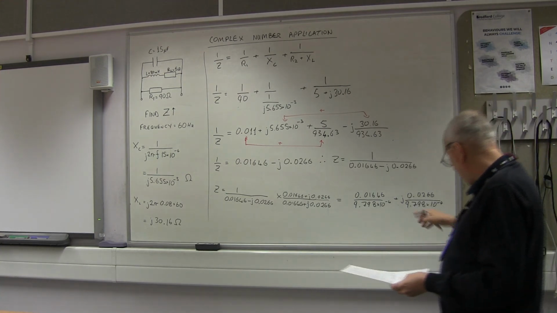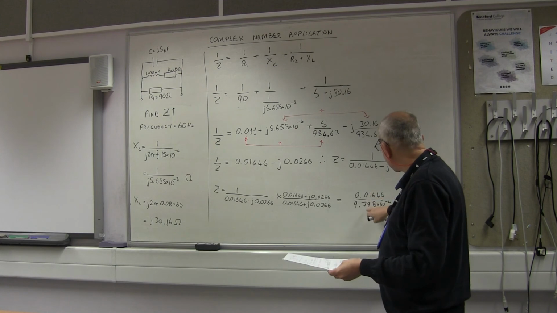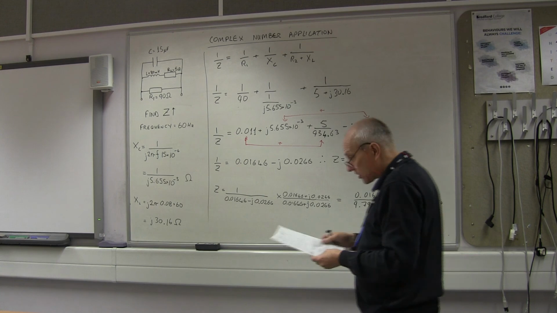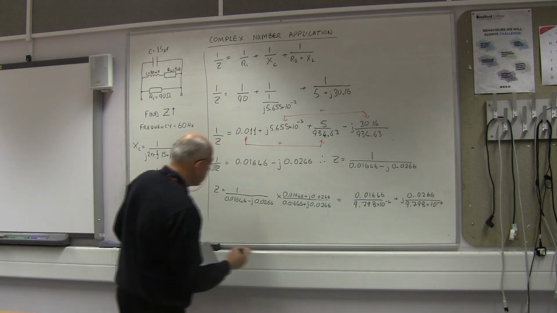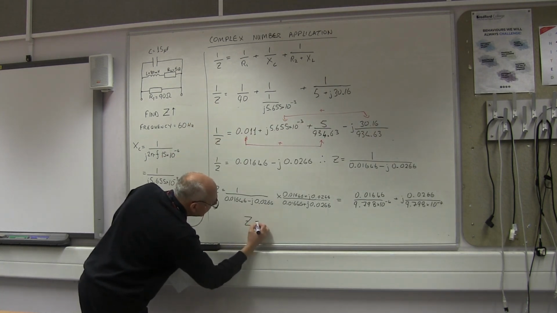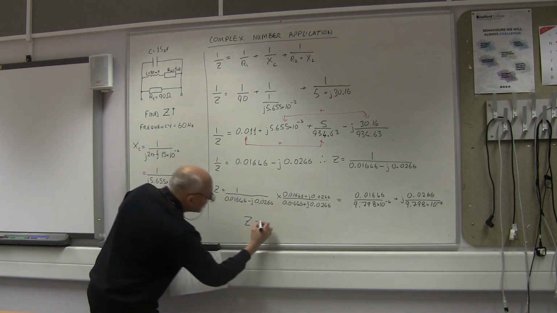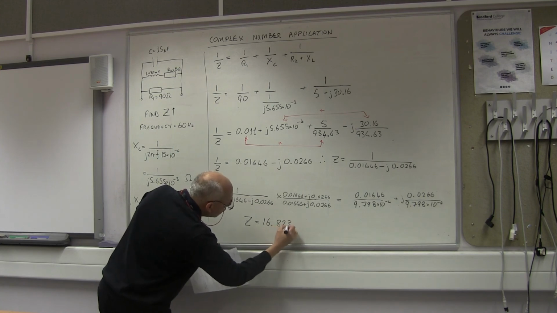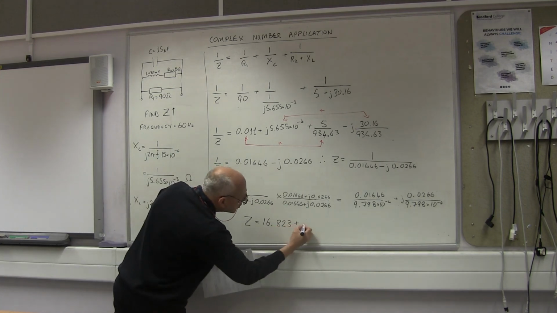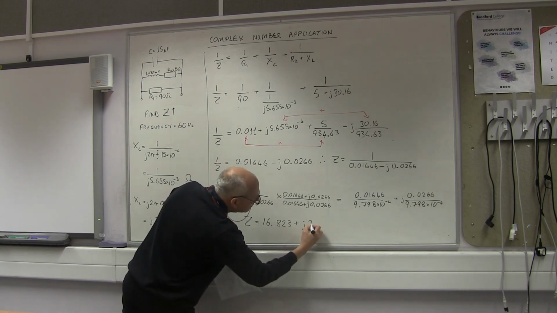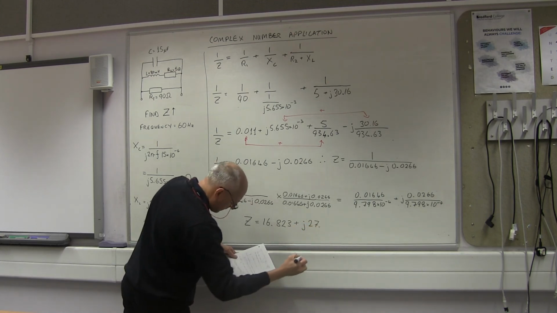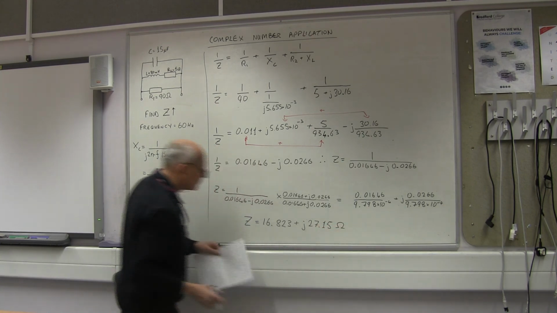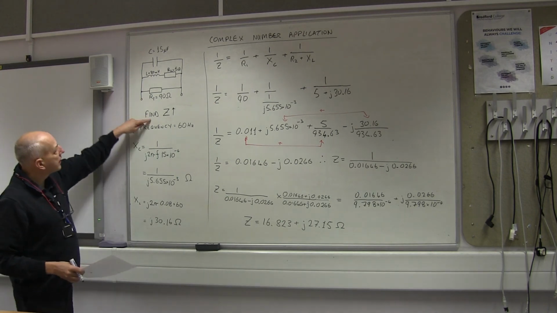So we're nearly there. If I divide that by that, and divide that by that, it's going to simplify it. It'll also give us a nicer set of numbers, and those are these. So Z, finally, is 16.823 plus J 27.15 ohms. So if that is my impedance of that circuit, that is Z.